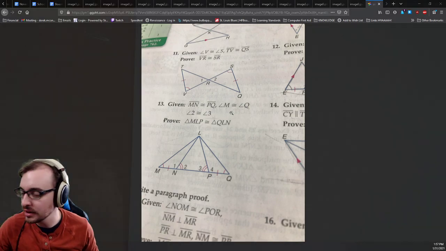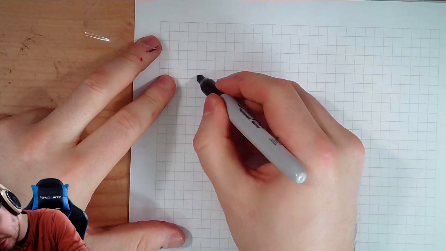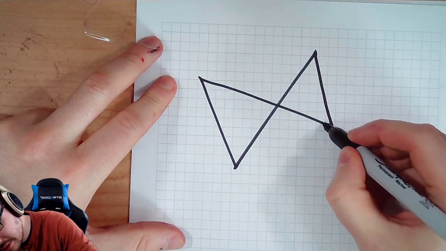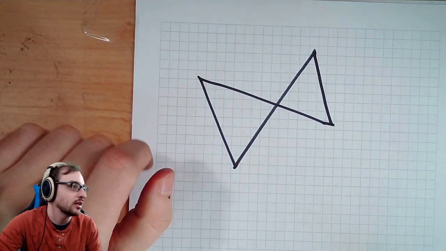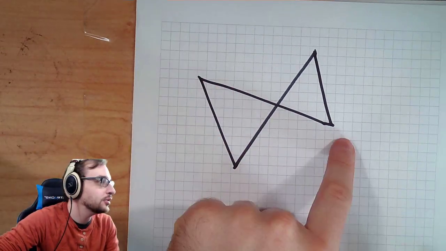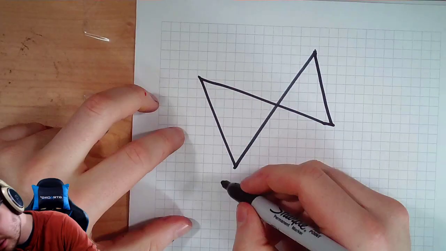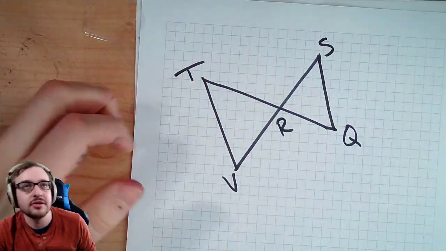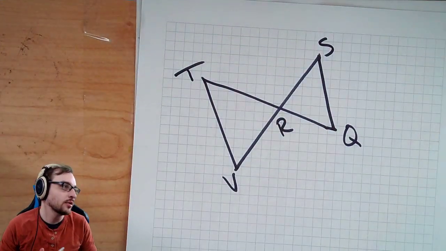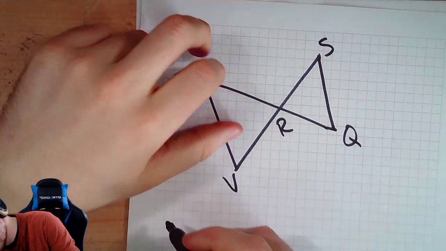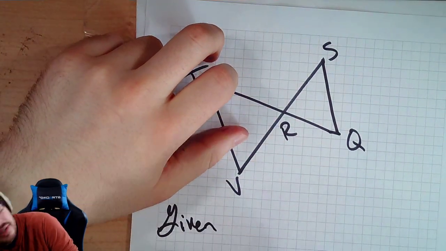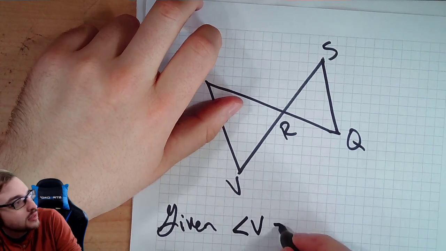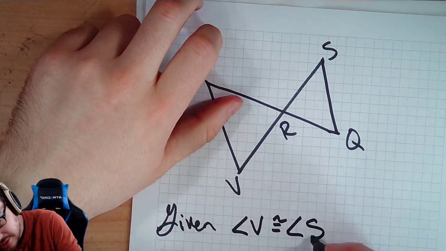But let's look at number 11. So number 11 has two triangles. And they're formed like this. So we do have two straight lines. It doesn't tell you that, but TRQ and VRS, those are going to be straight lines, which means we do have the scissors theorem, right? Vertical angles. And it says, given angle V congruent to angle S. So let's do this.